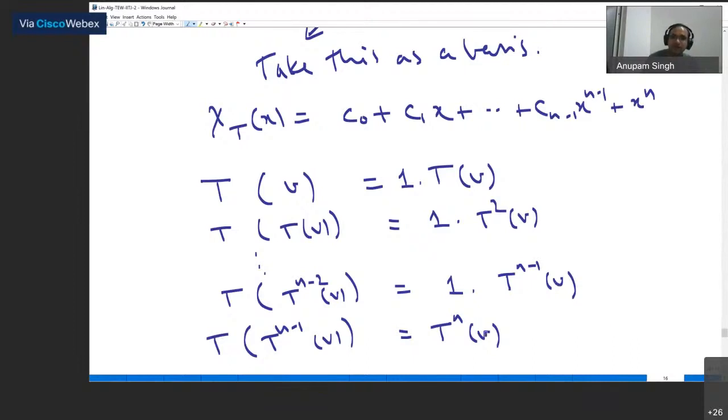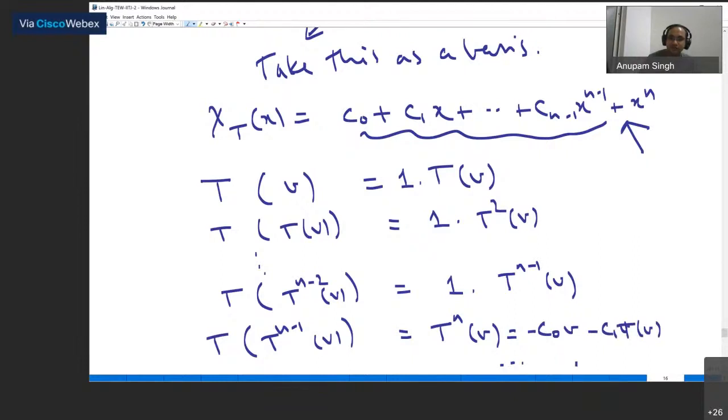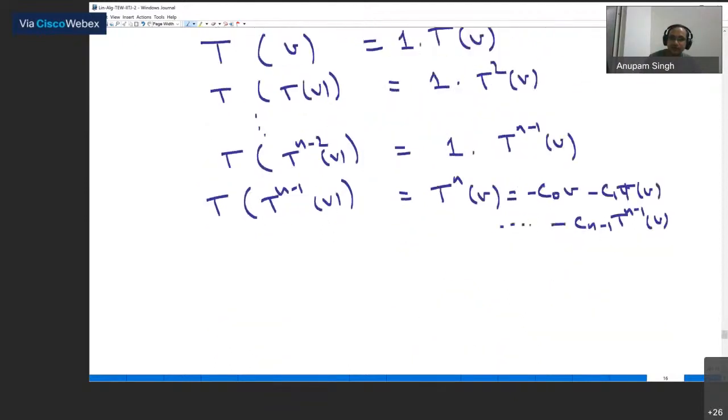So how do I get T to the power n of v? Then I use the Cayley-Hamilton theorem applied to this characteristic polynomial. From here, you see that chi T of T is 0. So T to the power n will become a combination of these things here, right? So you'll see that this can be written as minus c0 v, minus c1 T of v, and so on, minus c n minus 1 T to the power n minus 1 of v. So now I have written it as a linear combination of basis vectors.